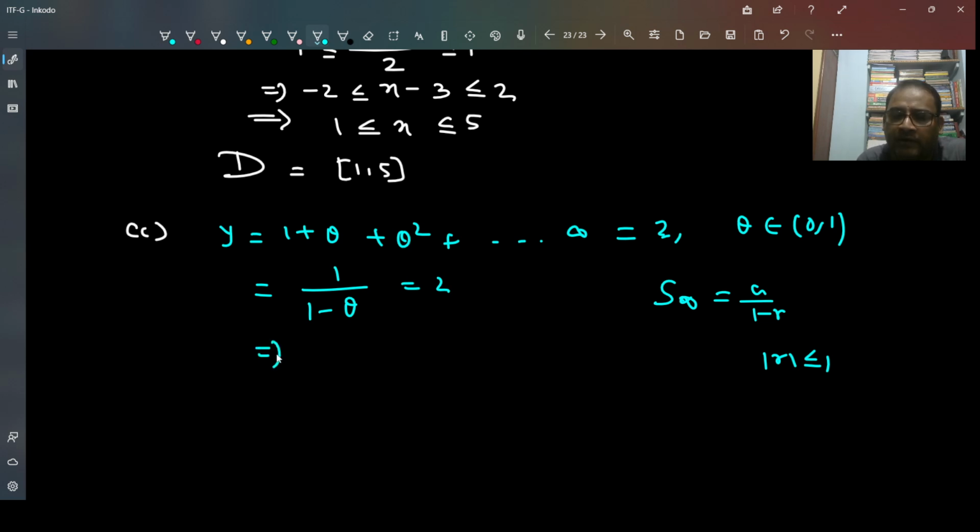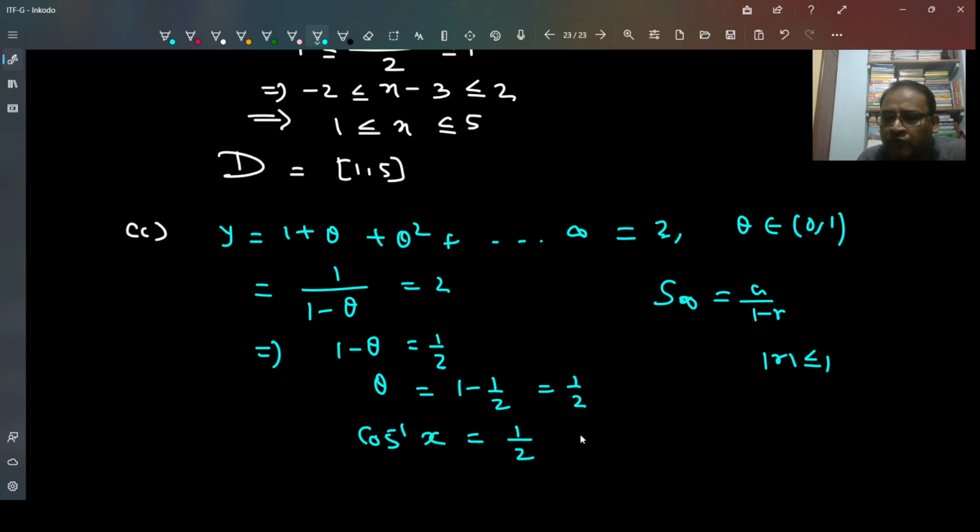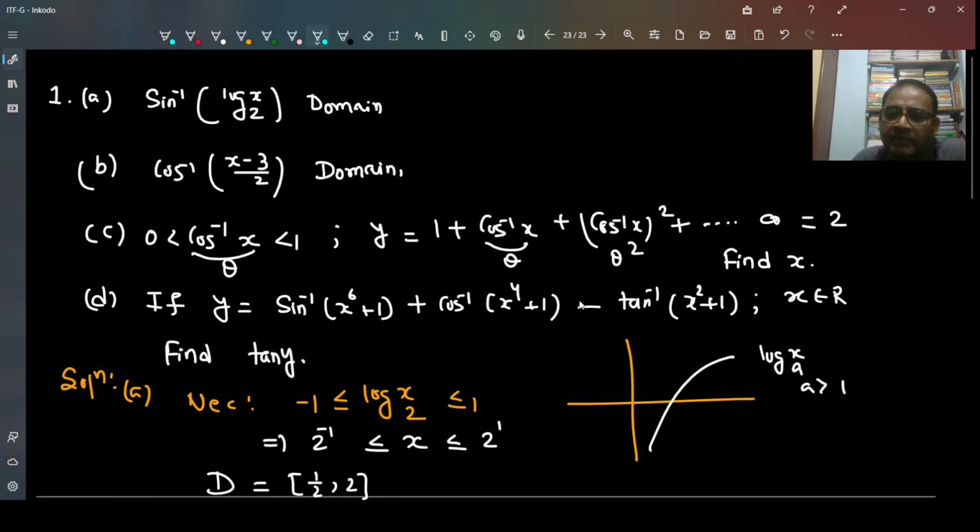So what we can write: 1 minus theta is equal to 1 by 2. So theta is equal to 1 minus 1 by 2, that is half. But theta is what? Cos inverse of x, which is equal to half. So you can say that your x value should be cos of half. So this is the x value they are asking, which is nothing but cos of half.